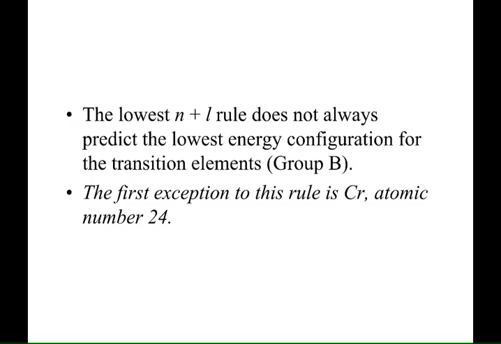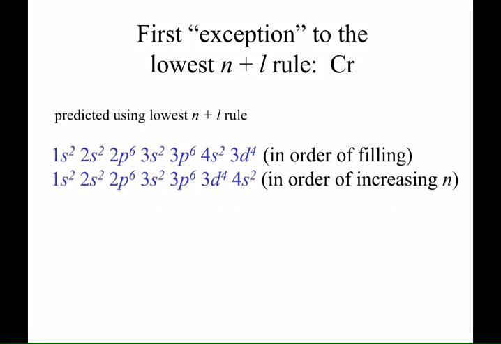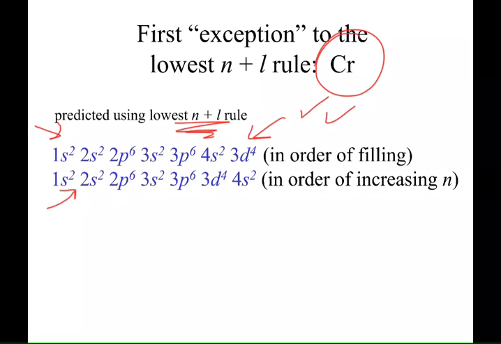So starting with chromium, atomic number 24, but there's a reason for it. I'll show you why. So the 24 electrons around a chromium atom, actually this is in the order of filling, and this is kind of rearranging in the order of increasing n. That's what we would get using the lowest n plus L rule. Now, to put it another way, if I ask you how are the electrons around a chromium atom configured, you would write this, and you would be totally correct, okay?